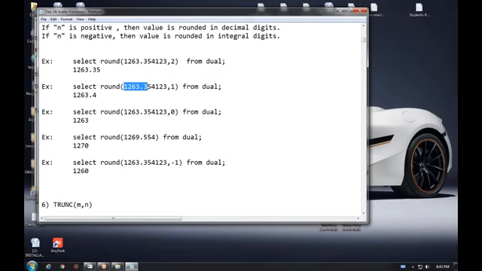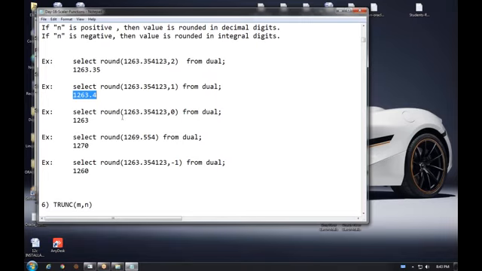Before displaying the first digit, it will verify the second digit. If the second digit is greater than 5 or equal to 5, then the first digit is incremented by 1. So here it is equal to 5. So the first digit is incremented by 1. That's why you are getting 1263.4.